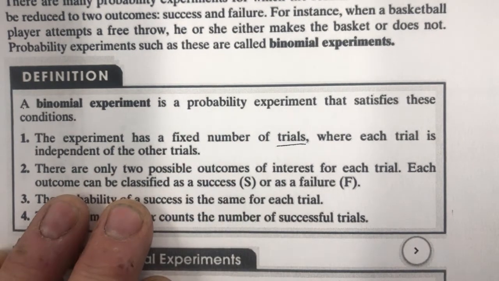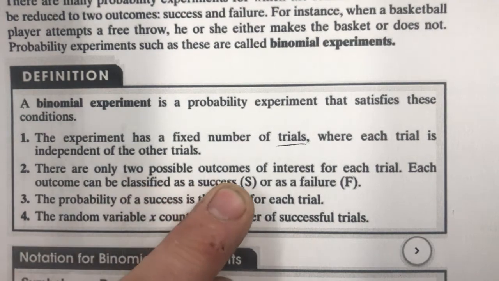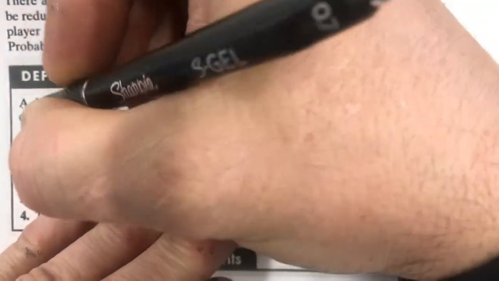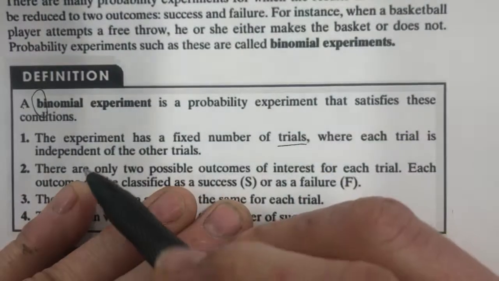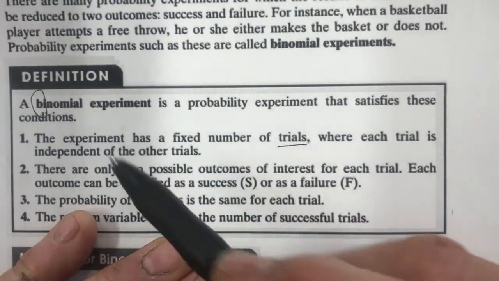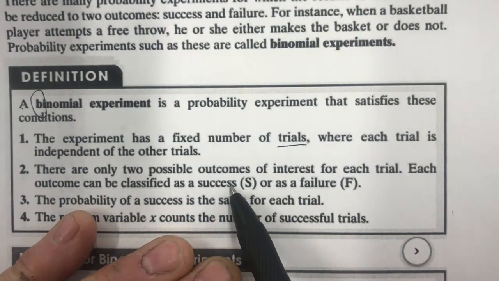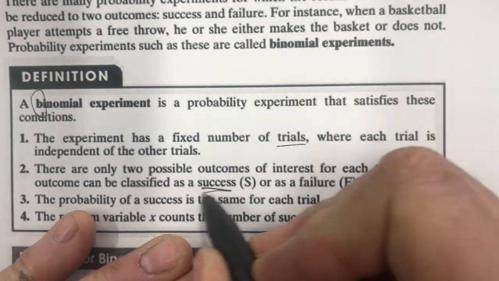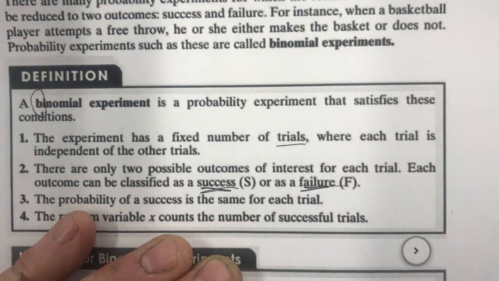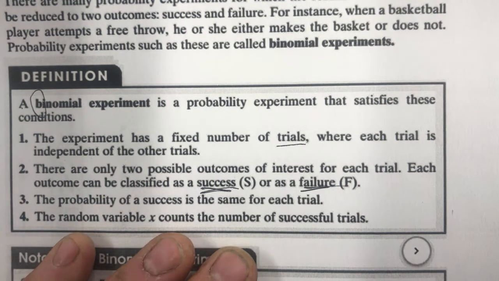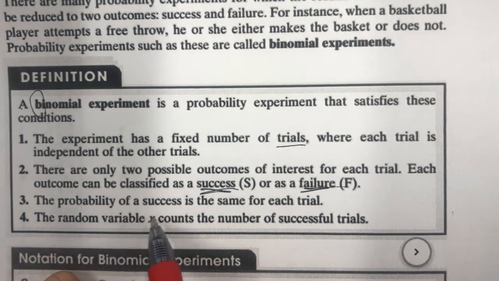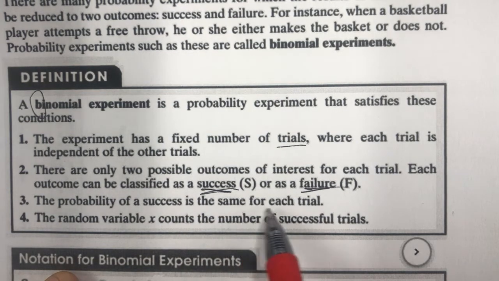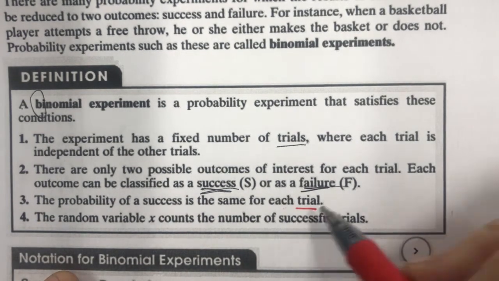All right, number two, there are only two possible outcomes. It's called binomial. The key on here is bi, which means two, and there's only two possible outcomes. Either a success or failure is usually what we say. Success or failure. Okay, those are our two outcomes. Number three, the probability of success is the same for each trial. That's what I just mentioned.